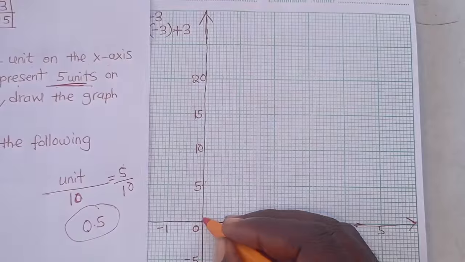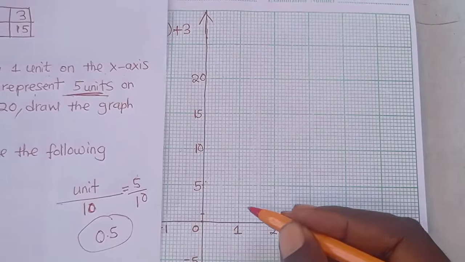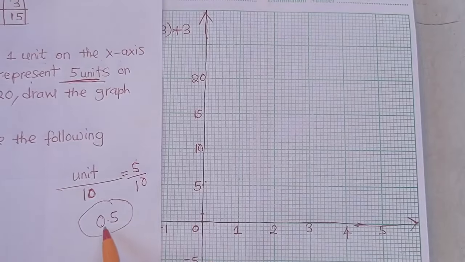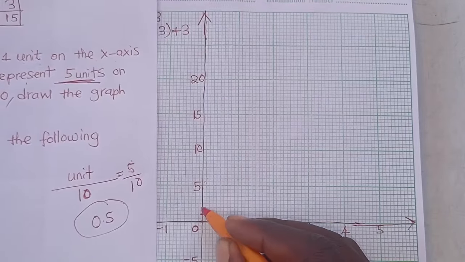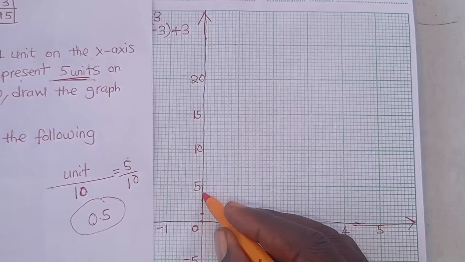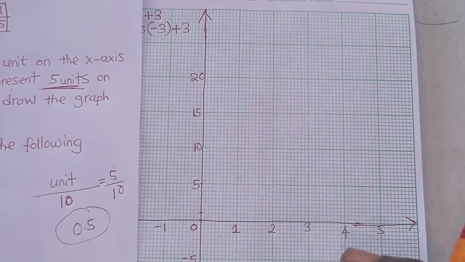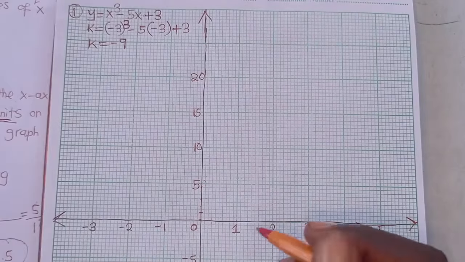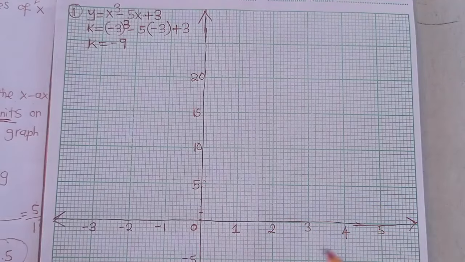So we start counting 1, 2, it is 1. So we are counting 2 boxes, it is 1. Since we know that 1 box is 0.5, so 0.5, 1, 1.5, 2, 2.5, 3, 3.5, 4, 4.5, 5. Have you seen? So 1 box, a small box, that is 0.5. About the y-axis, there is no problem. These values are here.